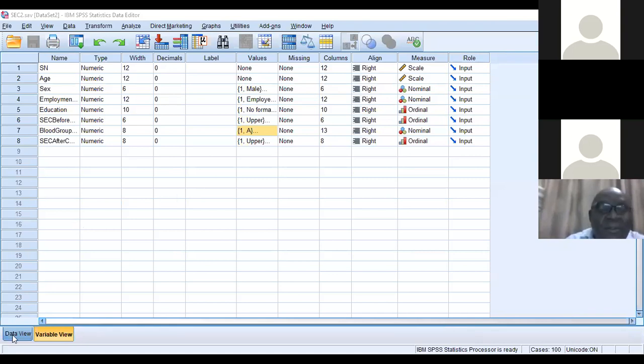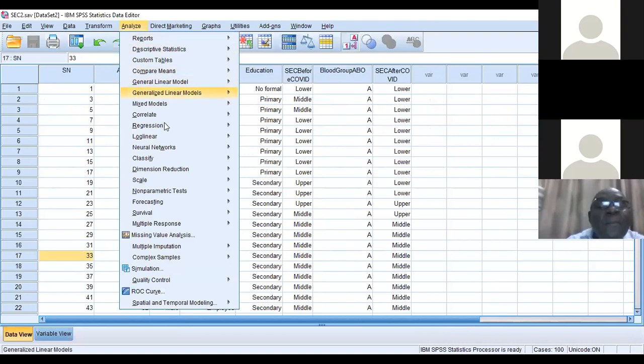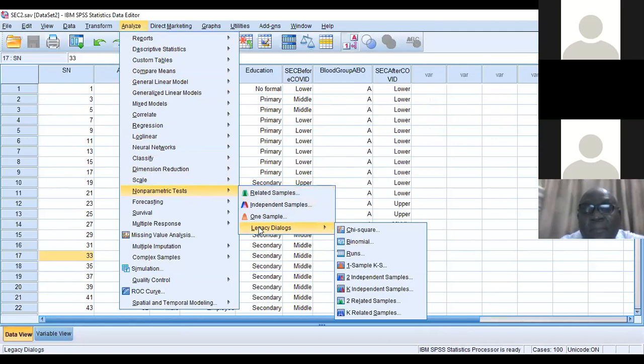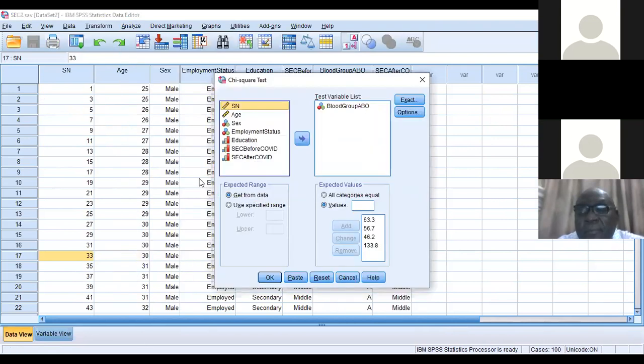Okay, so let's go to Analyze. Now go to non-parametric. Can you see now? Under legacy dialogs, you see chi-square there. Can you see, Dr. Isaac? We are recording, so you can still see it. Go on, sir. Click on chi-square. Yes.